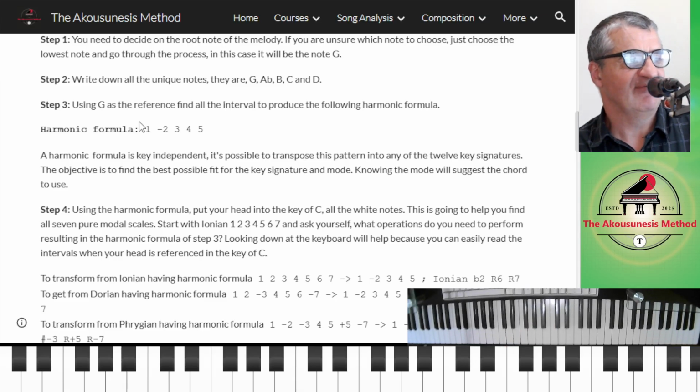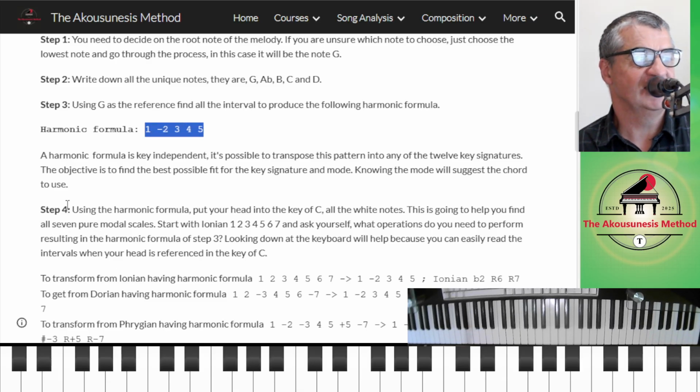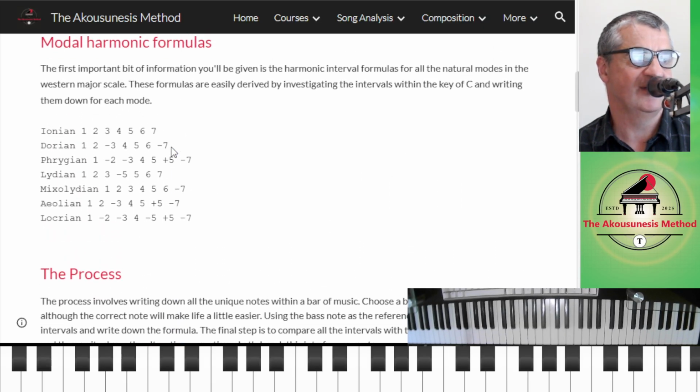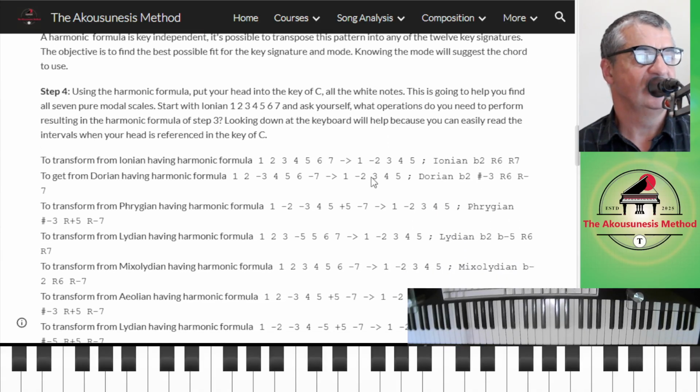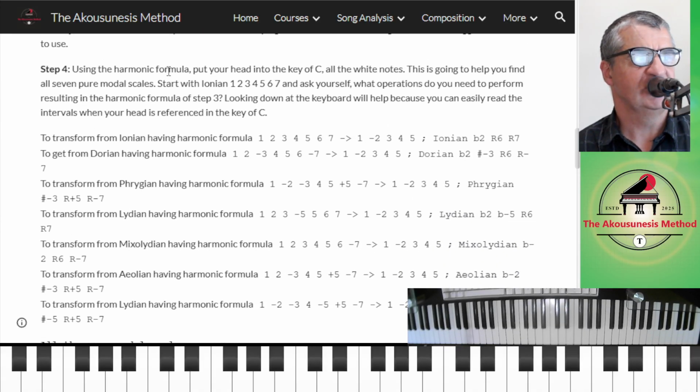Once we have the formula, let's move to step 4. And there's only 5 steps. Now, using the harmonic formula, put your head in the key of C. What we're going to be doing is just thinking about the key of C, which does make it a bit easier, because we know all the intervals for all the modes. Basically we've written them down here. Because we know all this, we can use this information now. And what we're going to do is, using the harmonic formulas, put your head in the key of C, or the white notes.